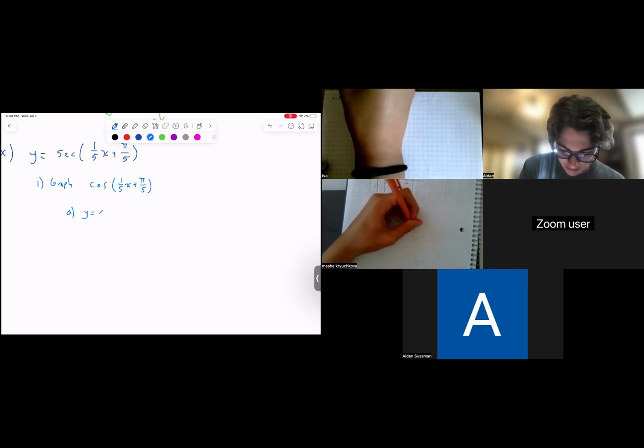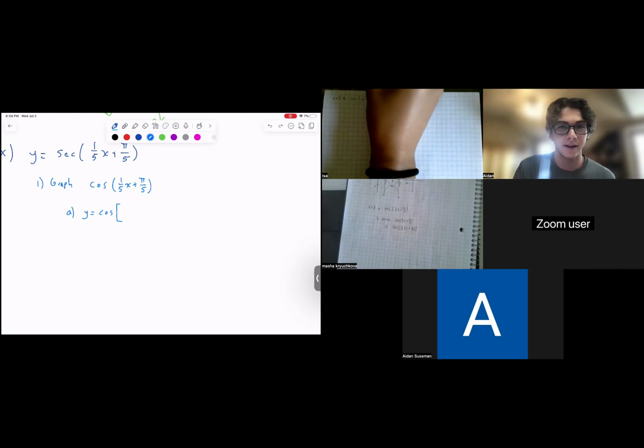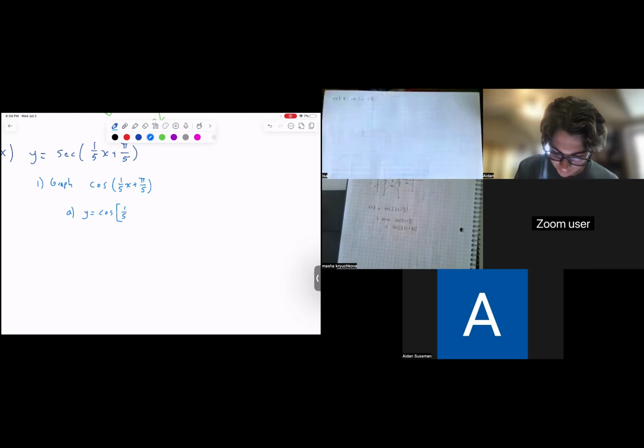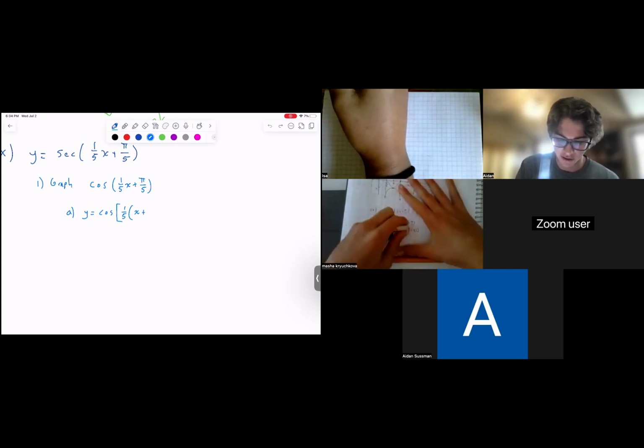You just have to factor out whatever's in front of the X. So we now have Y equals cosine of what? What number am I taking out here? 1/5. Yeah, 1 over 5. So then this just becomes X. And what happens if I take out a 1 over 5? You take it out on the other side. Yeah, so if I factored out a 1/5 from here, what's left?